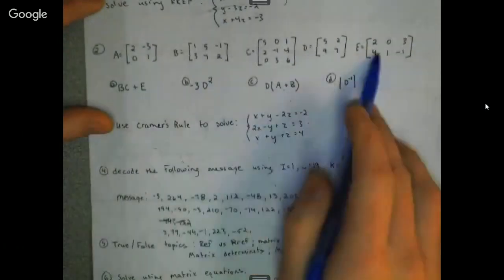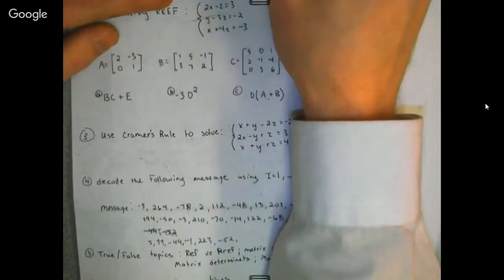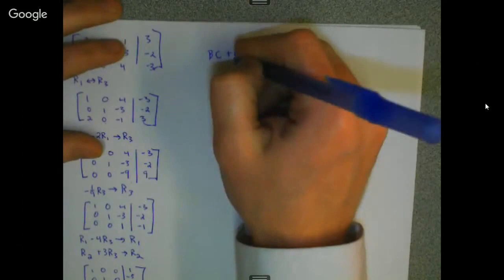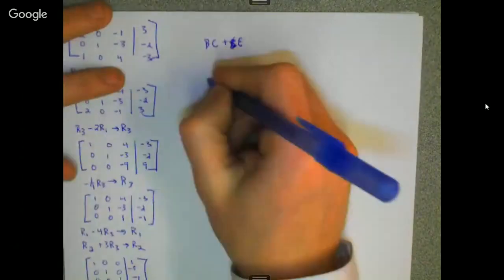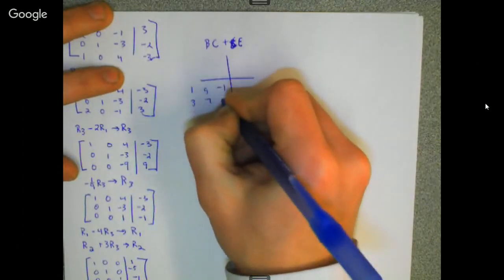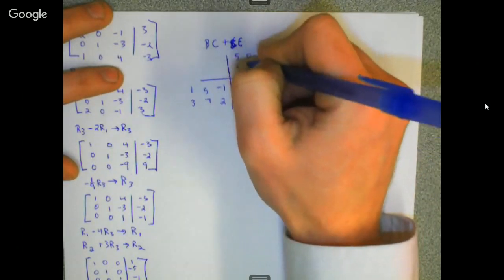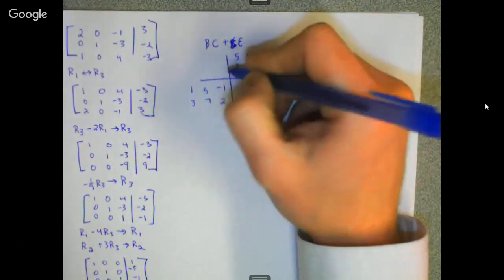All right, so number 2 gives you a bunch of different matrices here, and it just says do some of this. Okay, so the first one is BC plus E. Kind of went back up to the top here. So BC plus E. Okay, so we'll look here at B multiplying B and C. So B is 1, 3, 5, 7, minus 1, 2. And C is 5, 2, 0, 0, minus 1, 3, 1, 4, 6. And we're gonna multiply these together.